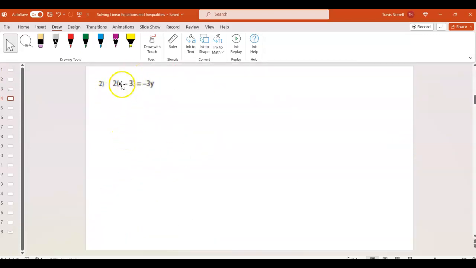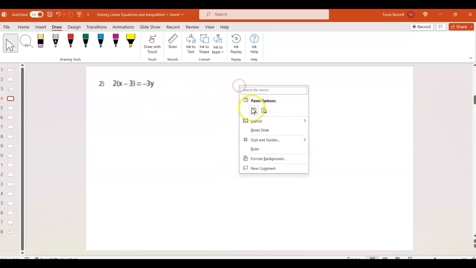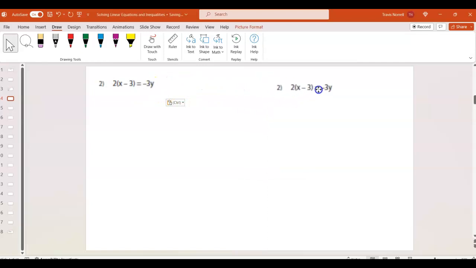Let's try number 2. Let's say we want to solve for y first. That would be easy enough. Let's paste it over here. We'll do it both ways. We'll solve for y first, and then we'll solve for x. So y would be easy because we only have one thing that's happening to y. The only thing happening to y is it's being multiplied by this negative 3. So the only thing we have to do is undo that operation.